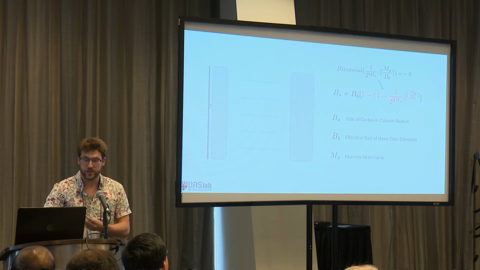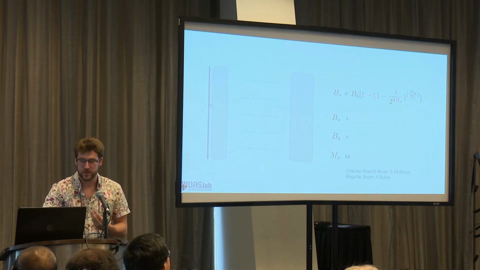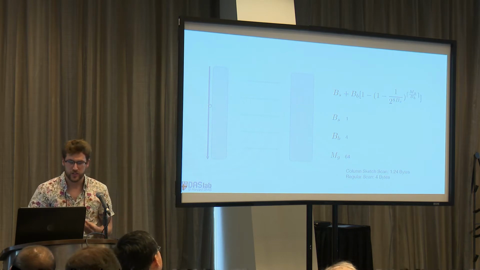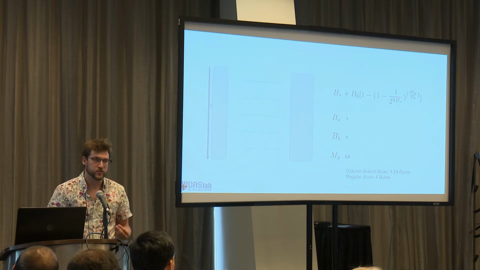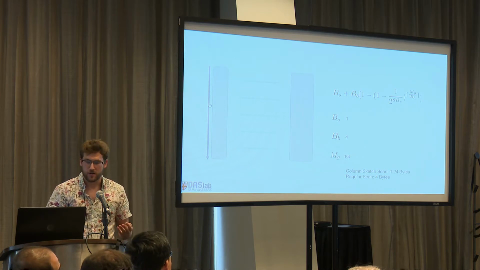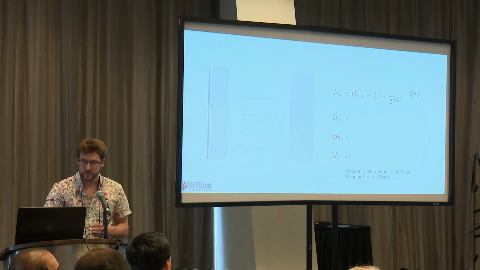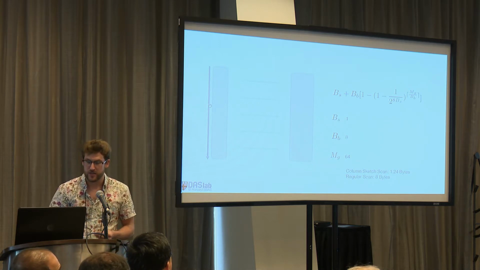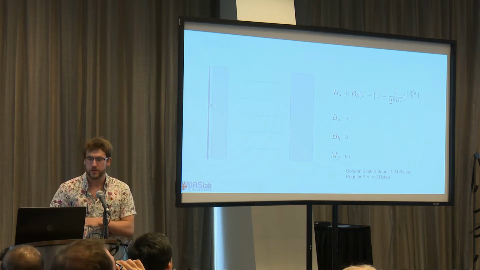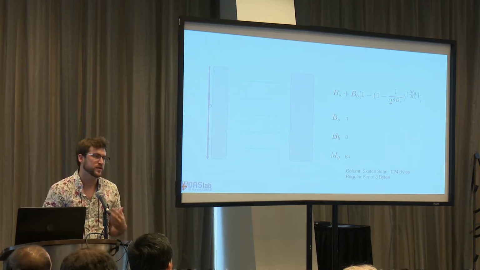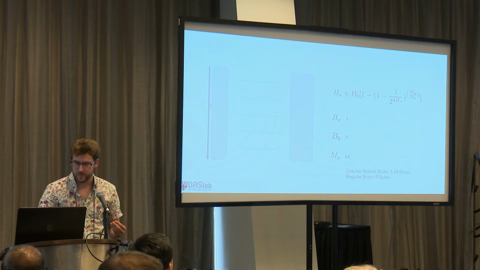So we'll first look at a couple examples for in-memory. So if we have 4-byte integers and a 1-byte column sketch, we end up seeing 1.24 bytes per value for the column sketch, and we see 4 bytes for the regular integers. If we move to 8-byte integers, the column sketch scan still sees only 1.24 bytes, but the regular scan doubles its data movement and so sees 8 bytes.